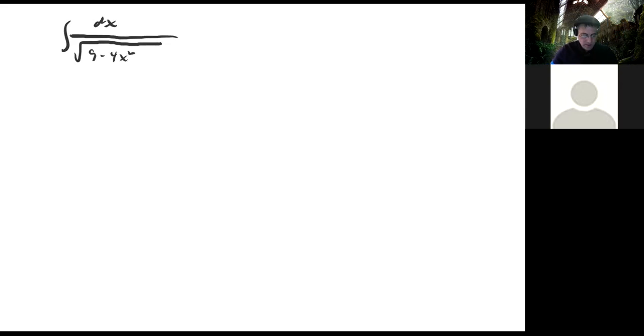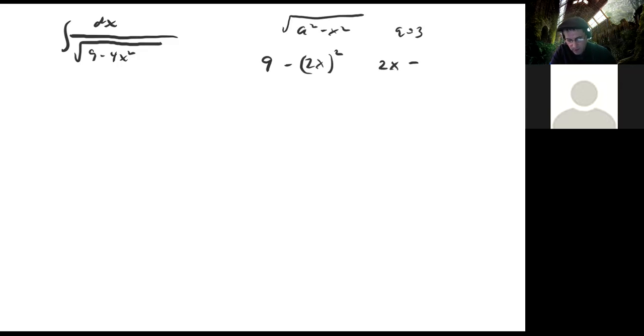The idea in this one is to make it look like the square root of a squared minus x squared, but it's not exactly in that form. The idea will be to consider this as 9 minus (2x) quantity squared, which is the same thing. So this suggests the case where a is 3, and we think of 2x as x, and 2x will be 3 sine theta. That should be the substitution there.